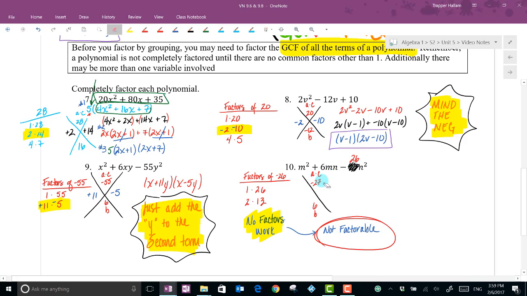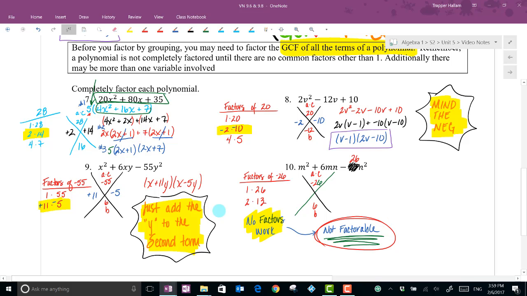Sorry, I changed this problem so it's not factorable. So that should be a 26. And there we go. So if you can't find 2 that'll multiply to the value that you want and add to the sum, which is 6, if none of these work, then it's not factorable. And that's plenty okay. It just means that there's a different way to get to it, but not this way.